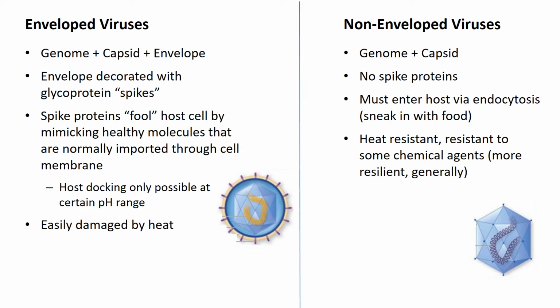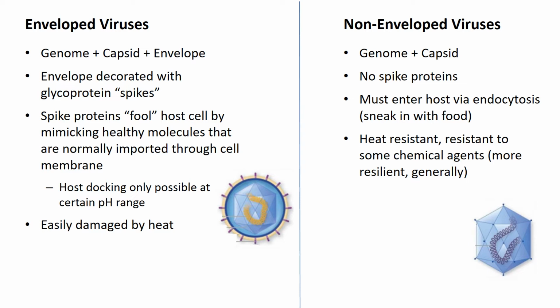Because of their differences in structure, they have different resistance to fluctuations in the environment. Non-enveloped viruses actually tend to be more resistant to changes in temperature. They are more resistant to some chemical agents, like disinfectants. And non-enveloped viruses are more resilient generally. And that's because the envelope itself of enveloped viruses can be easily damaged. It is broken open by certain chemical agents like soaps. It can be easily damaged by heat.